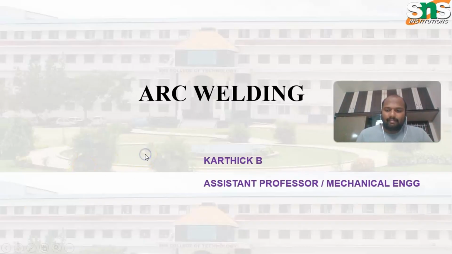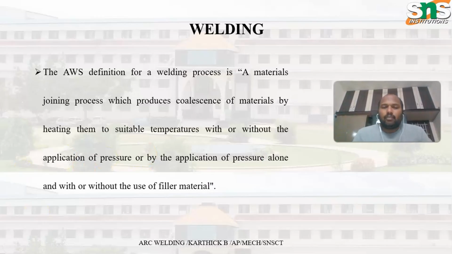So let's see deeper. The American Welding Society, AWS, has coined the welding definition, saying that the welding process is a joining process where we join two metals, that is coalescence, by heating a material to a suitable temperature, with or without application of pressure, and with or without use of filler metal. Here you can see it states that in the joining process, the application of heat is the most important. So we cannot say either or in that particular concept.